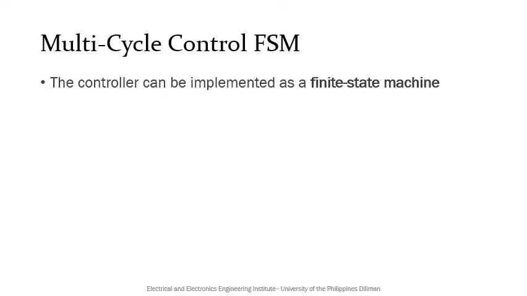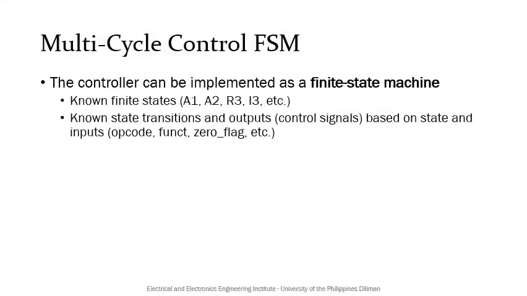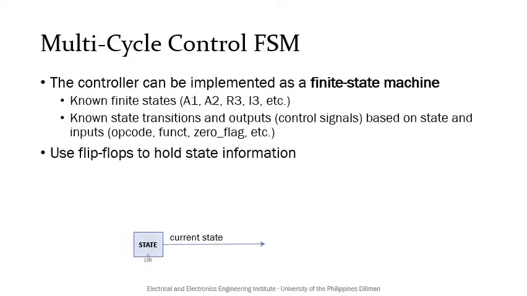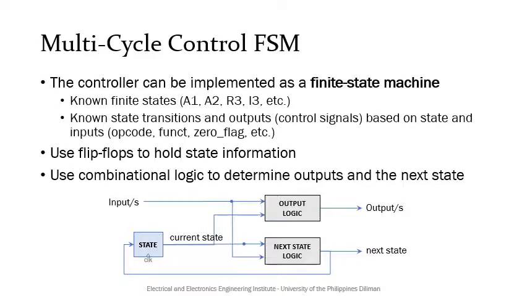Given the behavior expected, we proceed and say that the controller can be implemented as a finite state machine, or FSM. An FSM is one where we have known finite states and known state transitions and outputs. In this case, our outputs are the control signals based on the states and the inputs, which are the opcode, function, zero flag, and so on. In a finite state machine, we can use flip-flops to hold state information and then use combinational logic to determine the outputs and the next state. Thus, the general structure of a finite state machine should look like the one shown.